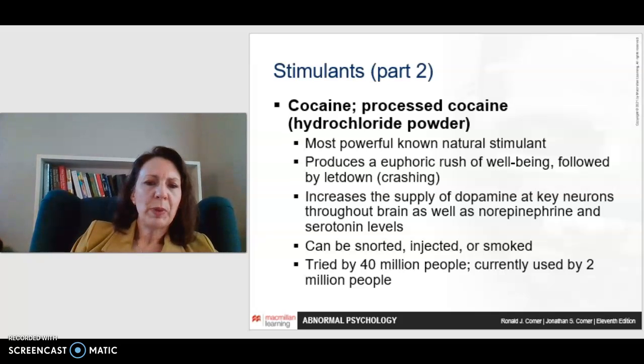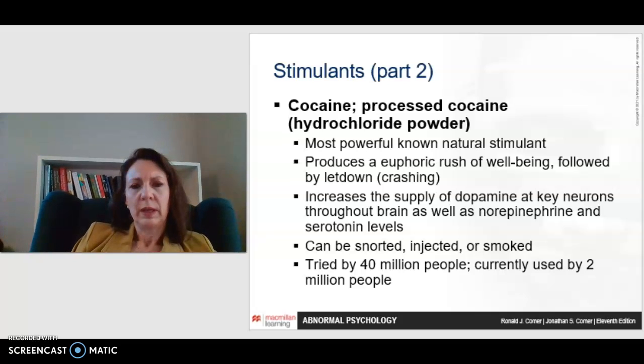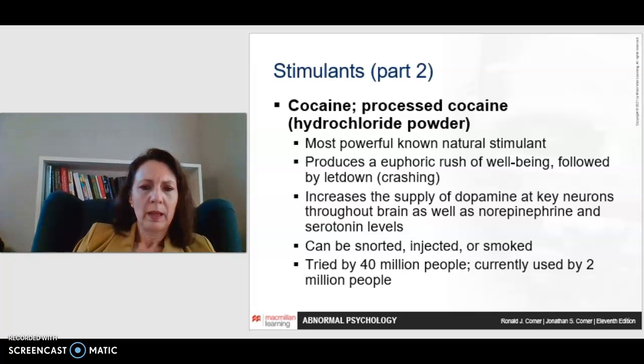Cocaine is the most powerful known natural stimulant. It produces a euphoric rush of well-being followed by a letdown. It increases the supply of dopamine at key neurons throughout the brain, as well as norepinephrine and serotonin. It can be snorted, injected, or smoked, and it's been tried by 40 million people.